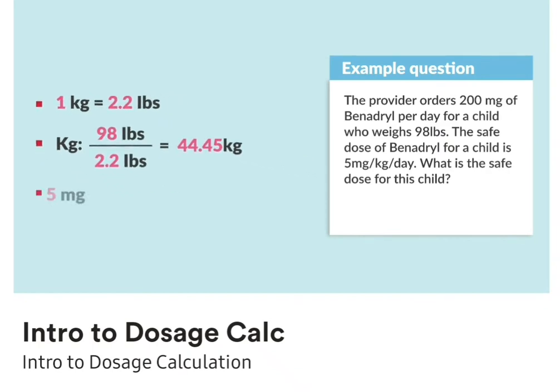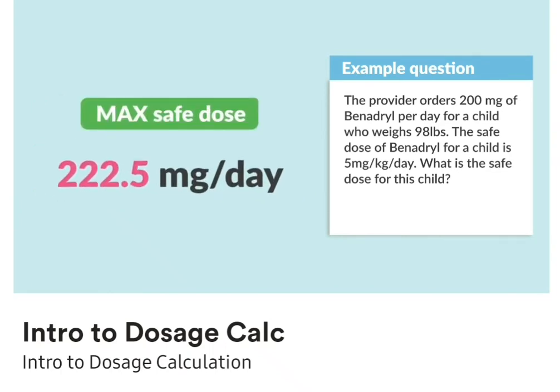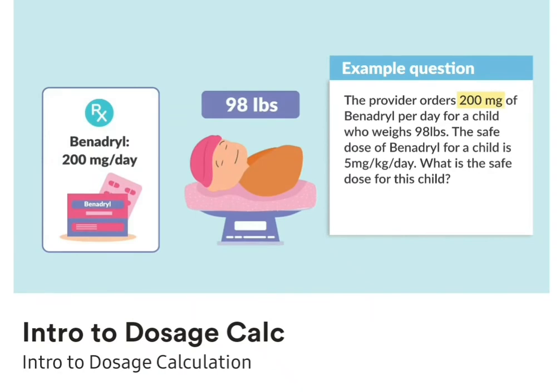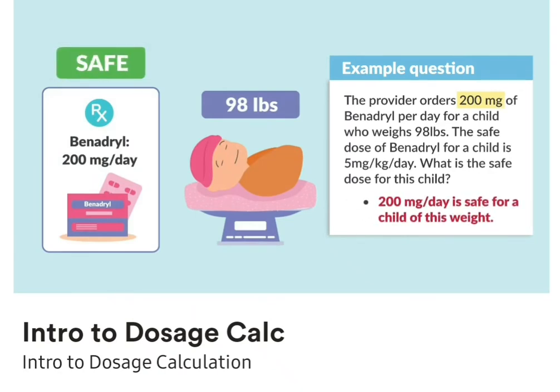And then this is really simple. Just multiply 5 milligrams times 44.45 kilograms. We have 222.5 milligrams per day. That is the max safe dose. So ordering 200 milligrams per day is way under that. It's safe for the child's weight.